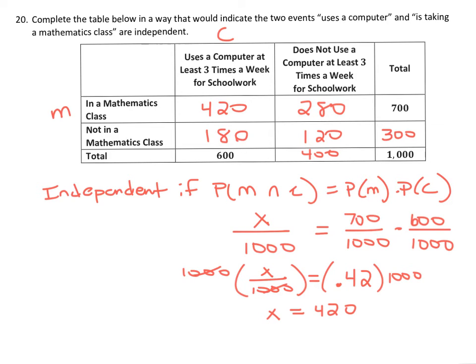Good. And then as you count your way down, work your way down, 420 plus 180 is 600. And 280 plus 120 is 400. So this all works out. So here we go. We're done. Well, with number 20.